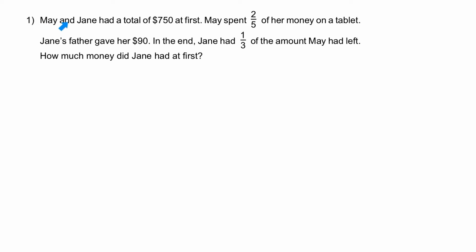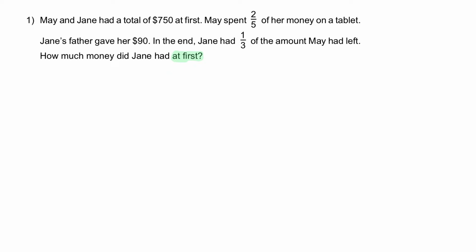Question 1. May and Jane had a total of $750 at first. May spent 2/5 of her money on a tablet. Jane's father gave her $90. In the end, Jane had 1/3 of the amount May had left. How much money did Jane have at first? Therefore, the keywords: at first. Let me highlight it. At first.